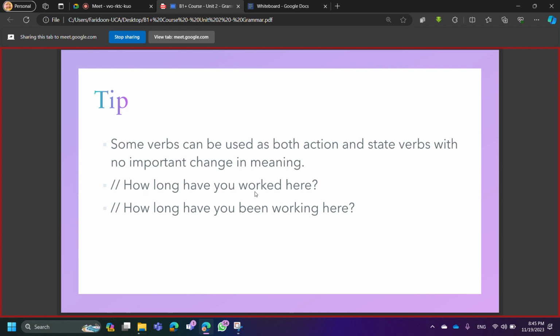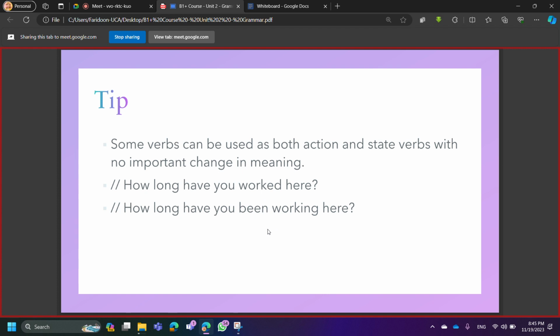Okay, but this is not very important. And in everyday conversations, people don't even care. So it's okay. You can say that some verbs can be used like that. And one specific example of those verbs is work.